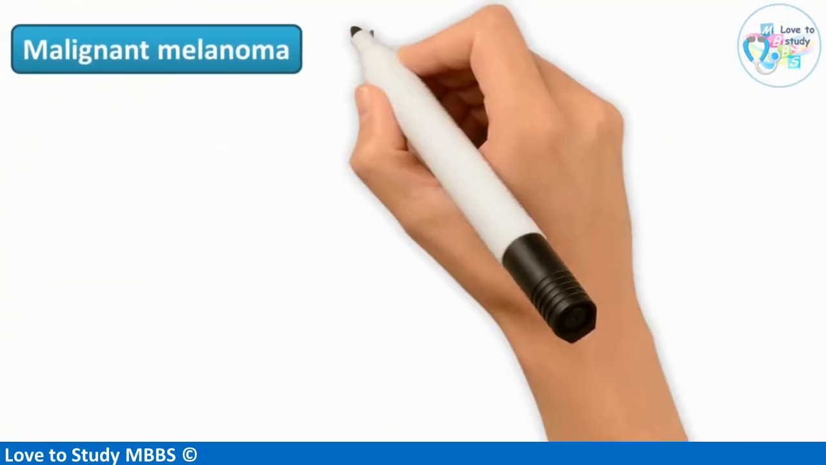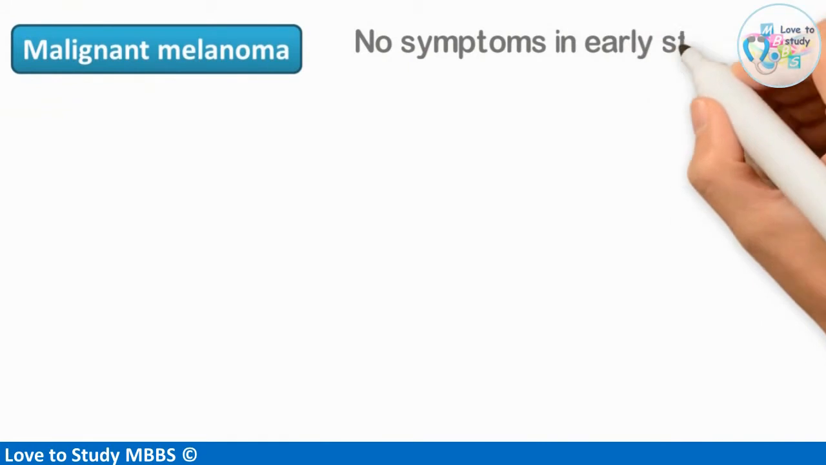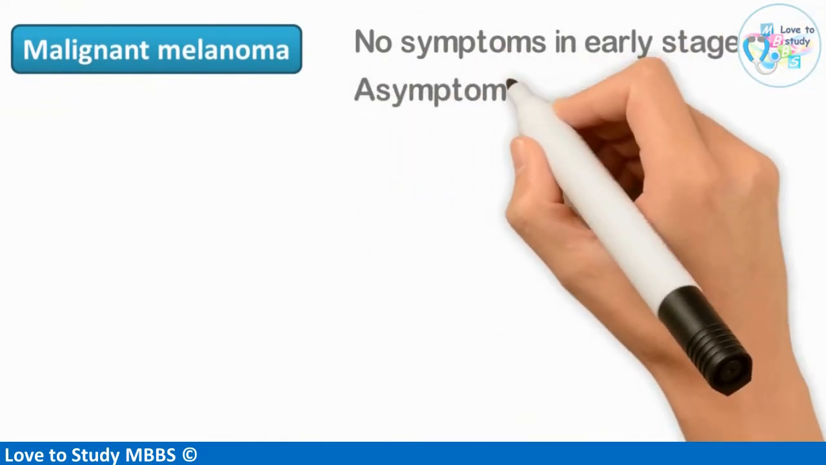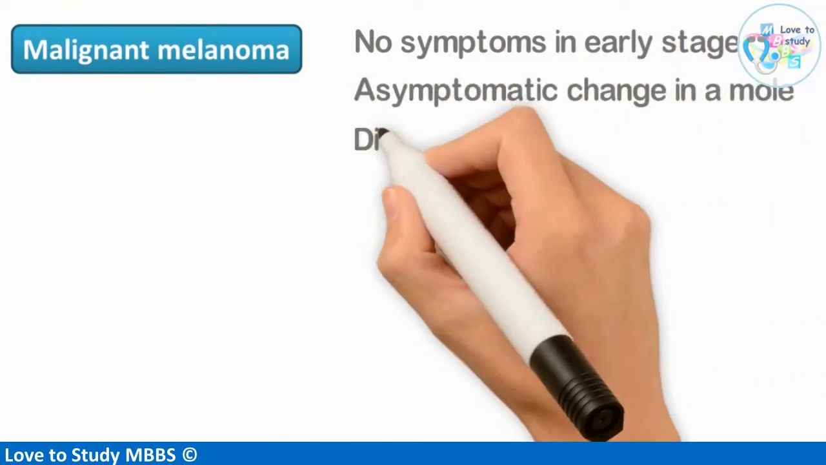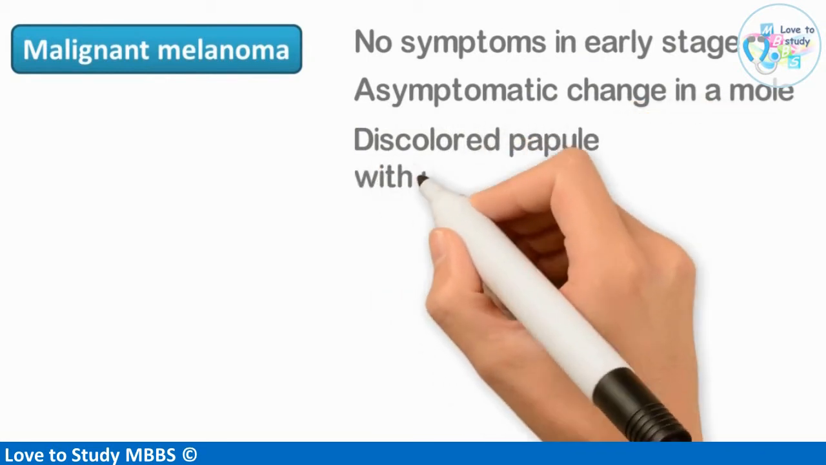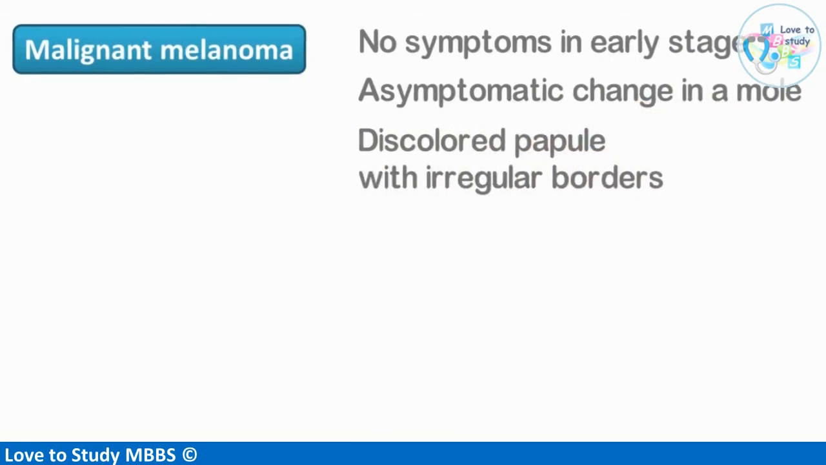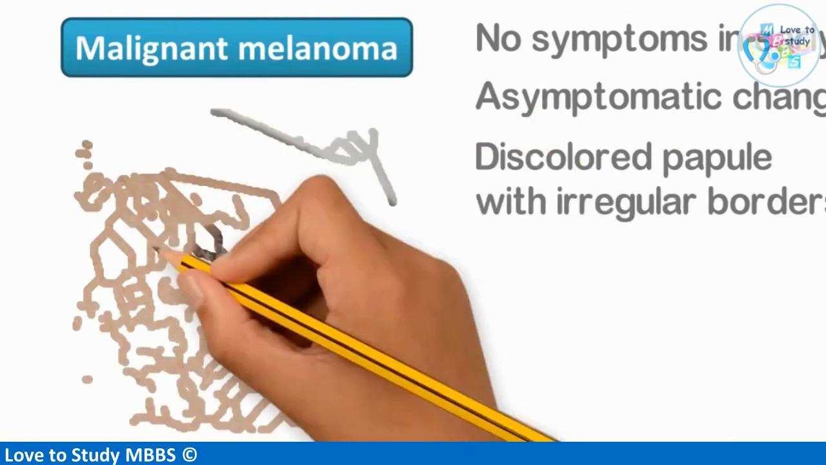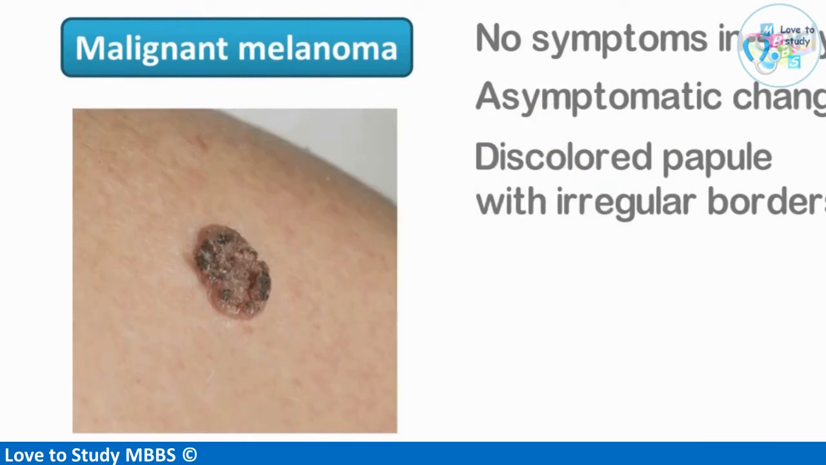There are usually no symptoms of early malignant melanoma without evidence of metastases. There will only be an asymptomatic change in a mole or the start of a discolored papule with irregular borders on the skin. Metastatic disease will have symptoms, including pain in the metastatic areas.